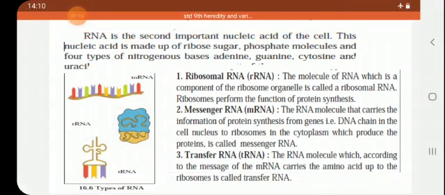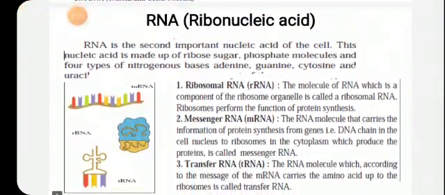The second important difference you can find between RNA and DNA is that it is a single stranded structure. DNA was a double stranded structure. RNA is a single stranded structure. Only one rail is seen on one side.